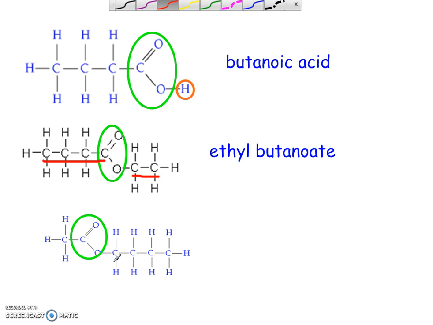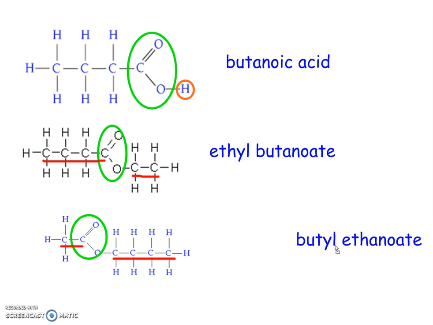The one underneath is very similar, except the 4 carbons is on the side that does not have the double bonded oxygen. The 2 carbons is on the side that does have the double bonded oxygen. So again, we do the non-double bonded oxygen side first, which is but for 4, so this would be butyl, and then ethanoate because the 2 carbon chain has the double bonded oxygen.